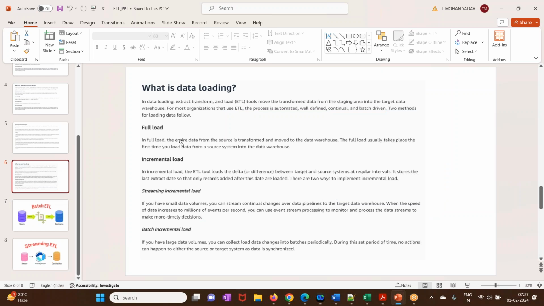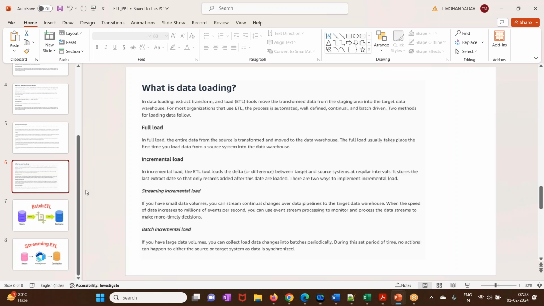We have four major types of loading: full load, incremental load, streaming incremental load, and batch incremental load. In case of full load, we are going to truncate the entire table and load the entire table. Whereas for incremental, in Snowflake we have a concept called change data capture. How we are going to perform the incremental loads using change data capture, we'll discuss later. In incremental load, we have two different types: streaming incremental load and batch incremental load. This is how the loading mechanism works in the case of ETL.